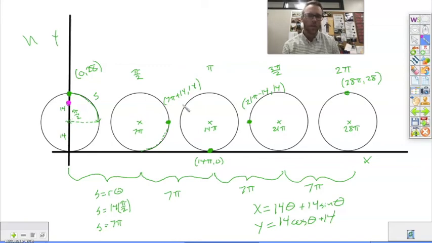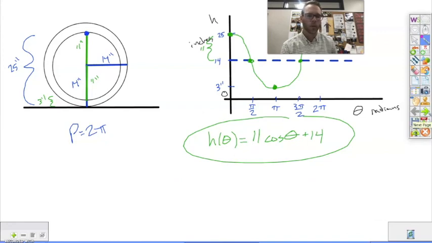We know that the center of the circle was an important piece of that. As the thingamajigger travels around, it's not changing where the center of the wheel is. So that's good. So what does change? Well, let's do the height first because the height's the easier one. All that's changing is instead of a 14 there, we've got an 11. So this is going to change to 11 cosine of theta plus 14, just like we had previously on this one.